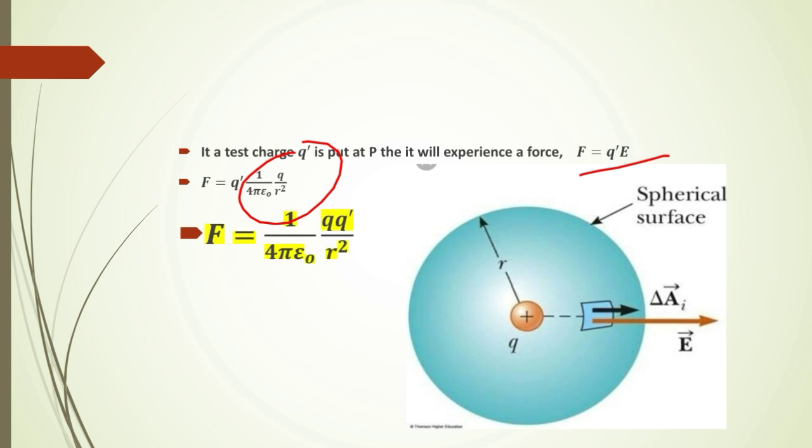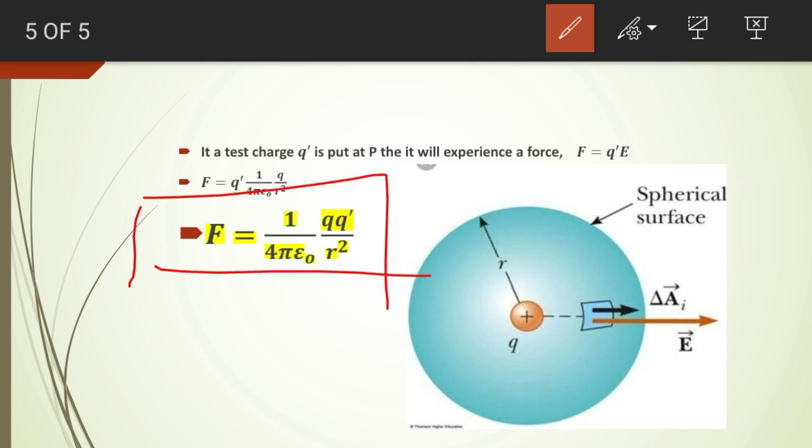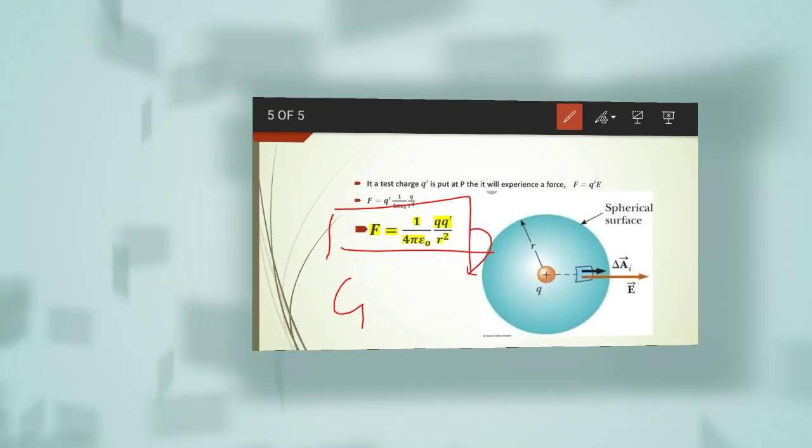Now organizing it this way, taking q dash to the side of the q, I will get F is equal to 1 by 4 pi epsilon 0 q q dash by r square. This is the simple formulation of Coulomb's law. So I have derived it from the Gauss law. Remember, starting from the Gauss law, I have derived the formula for Coulomb's law.